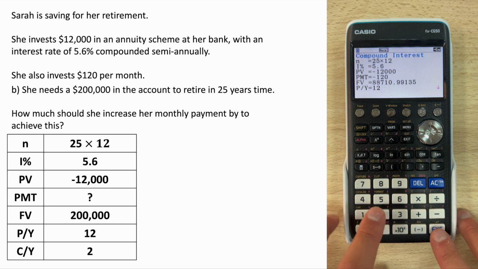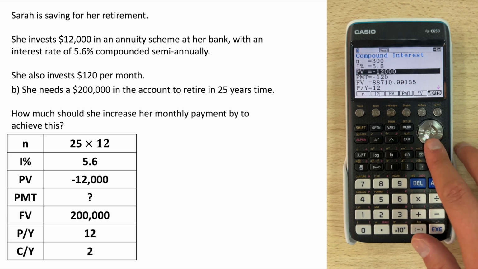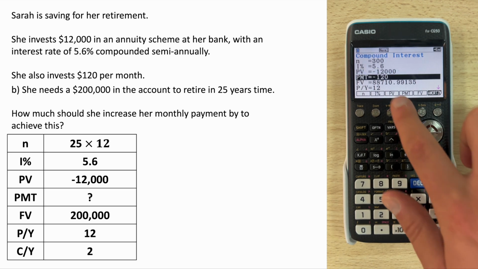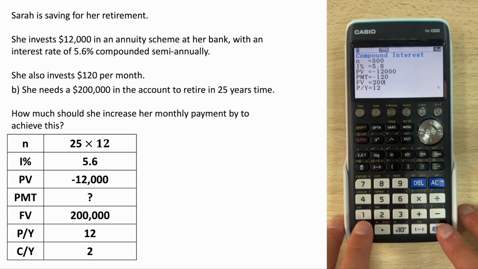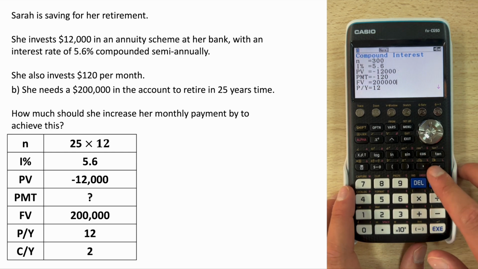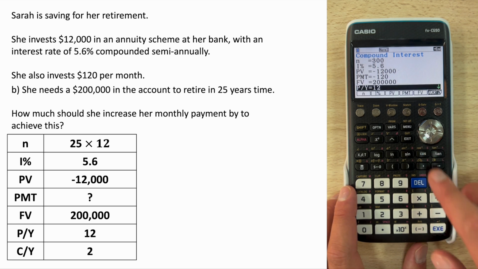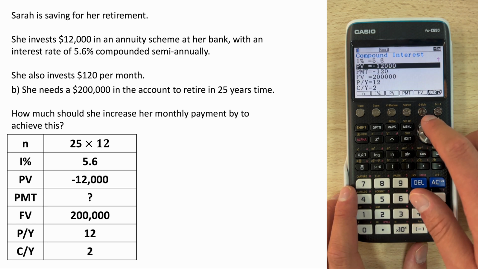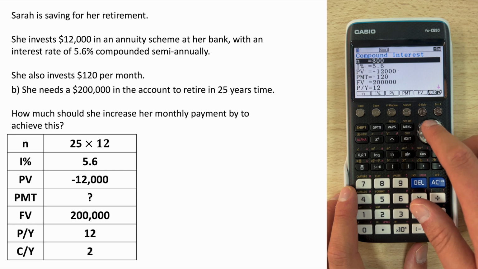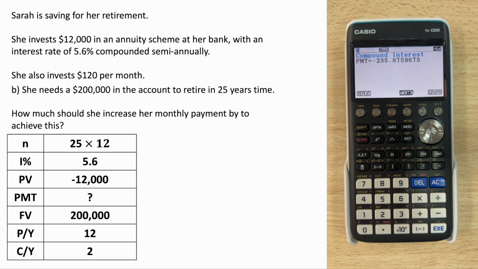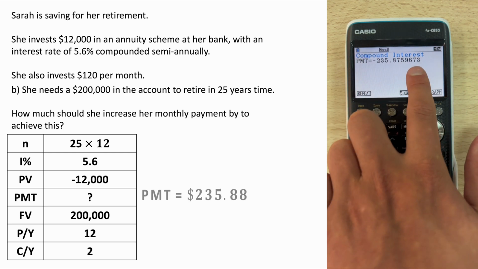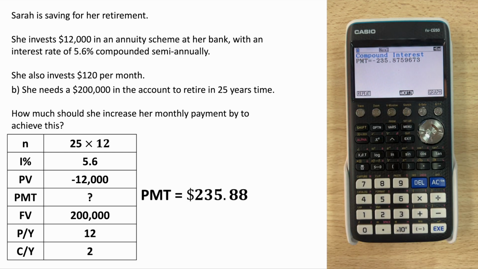We're going to change the number of years to 25 times 12. The interest rate is still 5.6. The payments is what we want to find. We still start with minus 12,000. Future value needs to be changed to 200,000. And payments per year and compounds per year is still 12 and 2 respectively. We want to find payments, so we're going to go to PMT and click PMT. And she needs to pay in $235.88 per month.